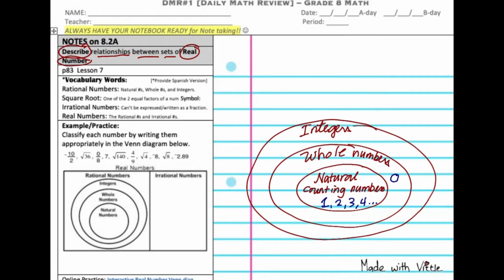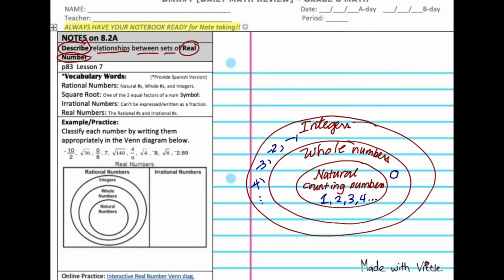Now, the numbers that we don't count with and are not considered whole numbers are what we call integers, and they are the negative numbers on your number line. What about the fractions, the decimals, and percent? They are not counting numbers, they're not whole numbers, they're not integers, but they are part of our rational numbers.